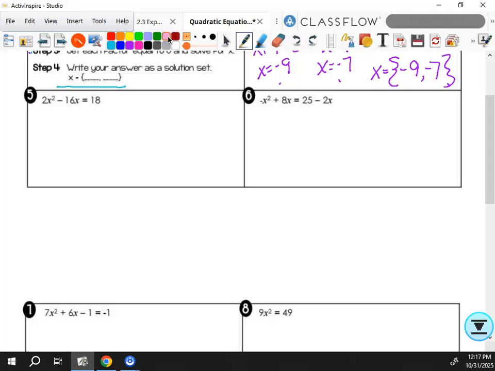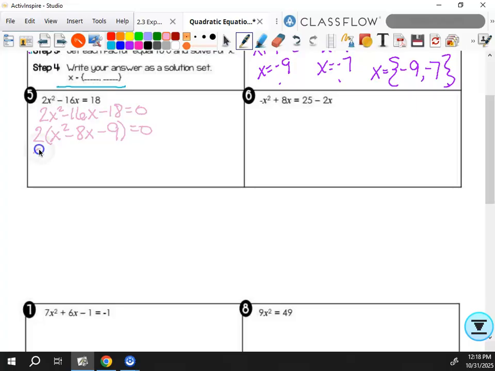All right, so what do I need to do first on 5? Move the 18, right? So 2x squared minus 16x minus 18 equals 0. What should I do next? GCF. Always try to start with that GCF so that you're not making things more difficult on yourself. You can factor out that 2. We get x squared minus 8x minus 9 equals 0.